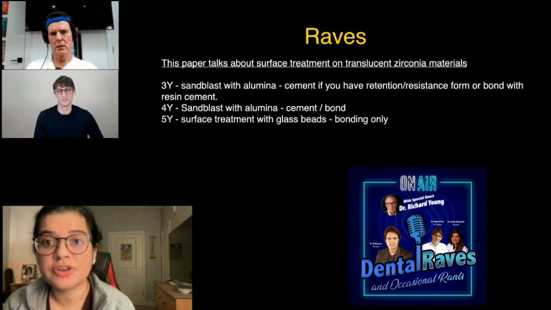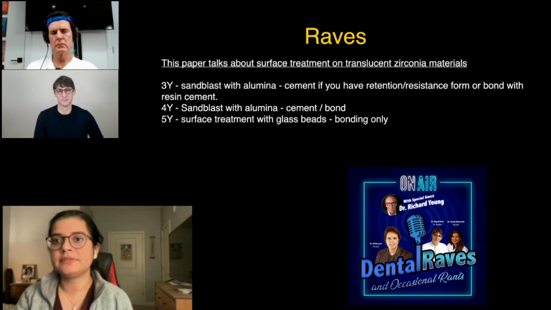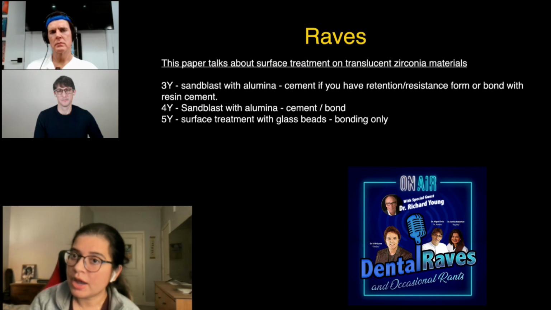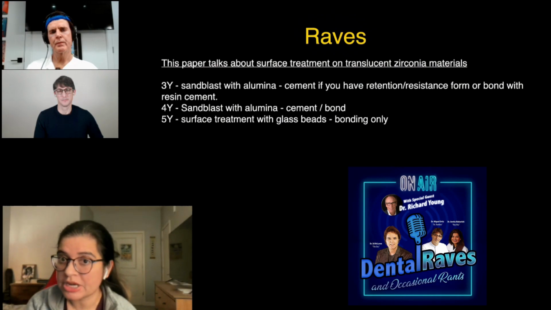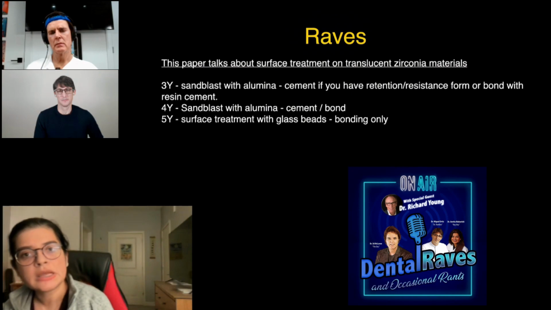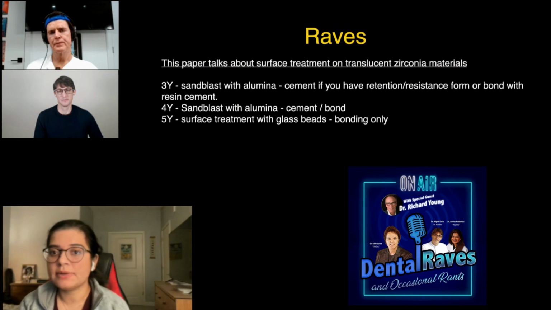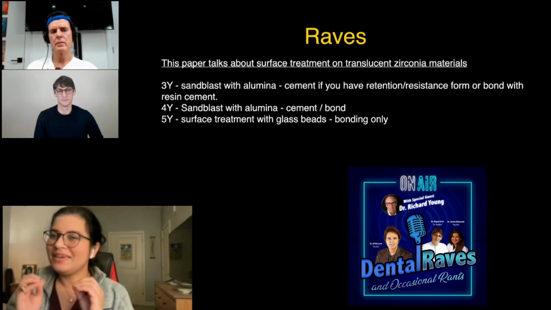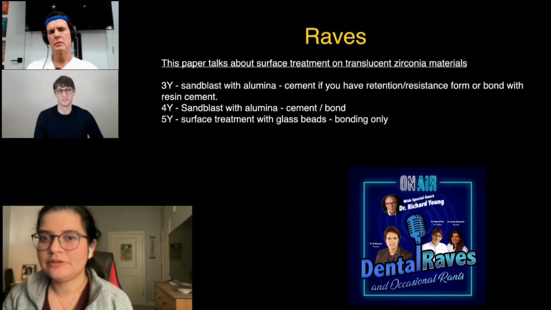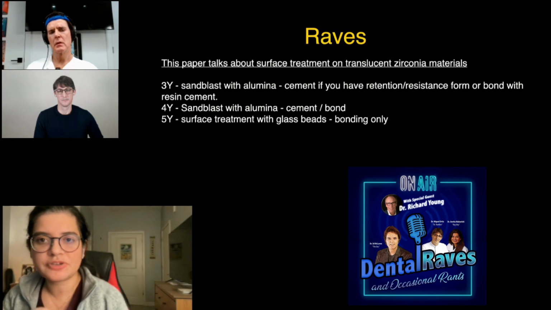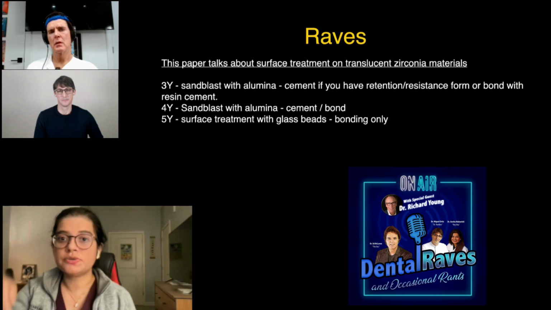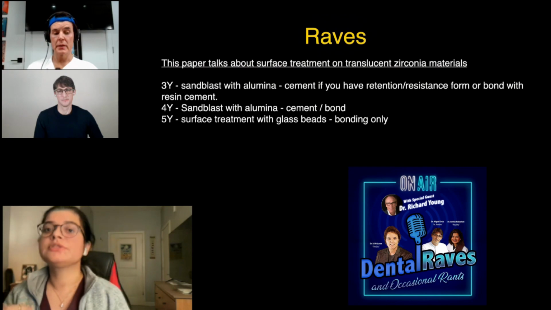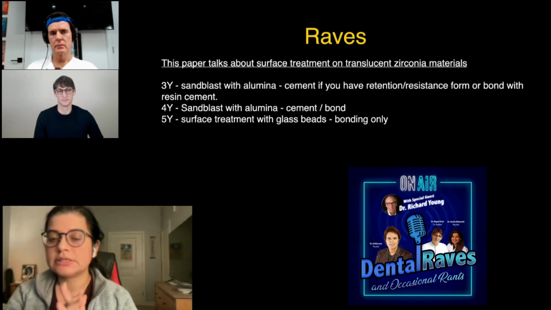As a take-home message, the 3Y material, if sandblasted with alumina, you can cement if you have retention or resistance form on your preparation, or you can bond with the resin cement. Now, the 4Y material, if you sandblast with alumina, same thing. You can cement or you can bond. But here's the tricky part. For a 5Y material, if you do surface treatment with alumina, the strength is going to drop significantly, and you can see the results in the paper.